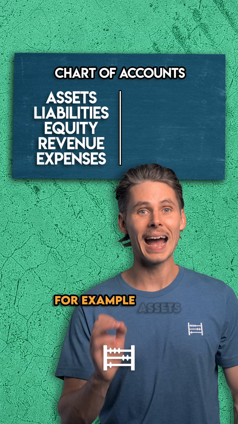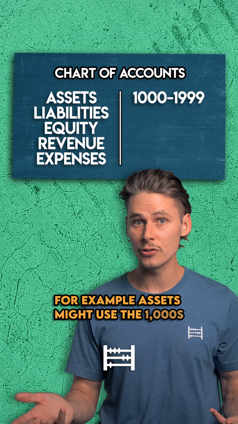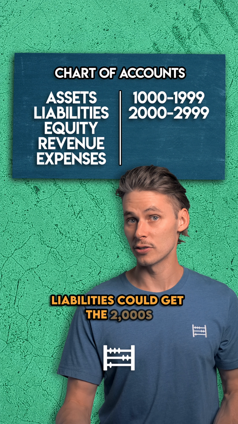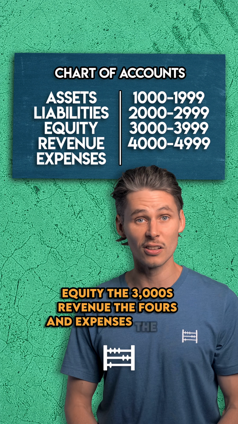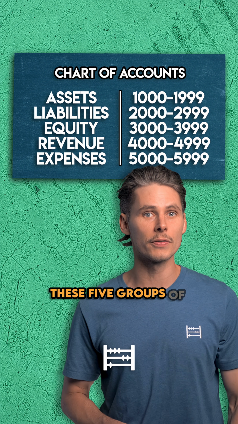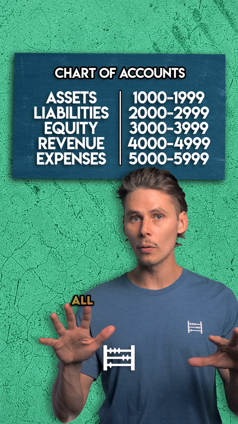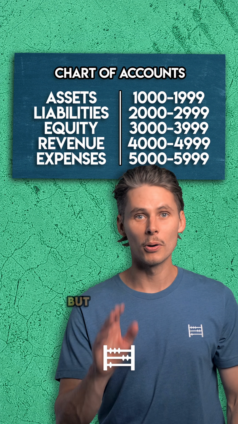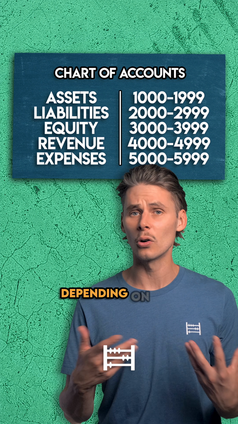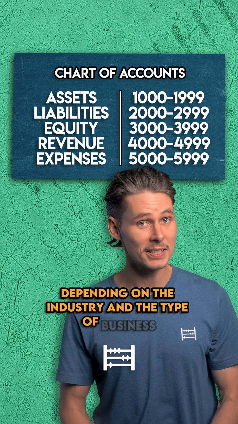For example, assets might use the 1000s, liabilities could get the 2000s, equity the 3000s, revenue the 4000s, and expenses the 5000s. These 5 groups of accounts are the same across all businesses because they align with the structure of financial statements. But the specific accounts can vary depending on the industry and the type of business.